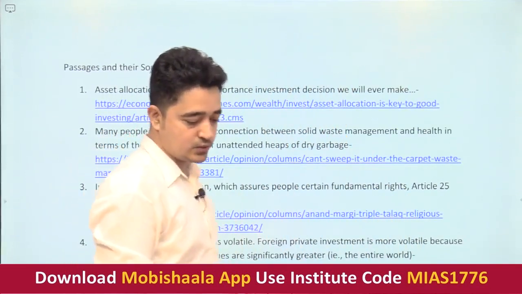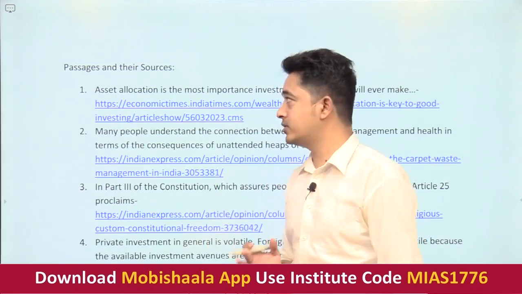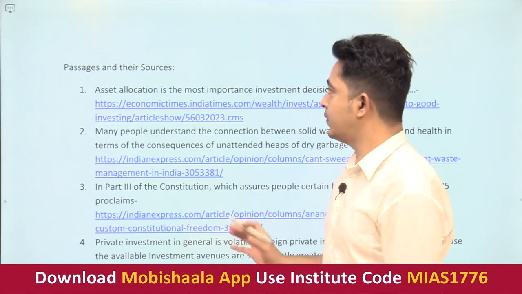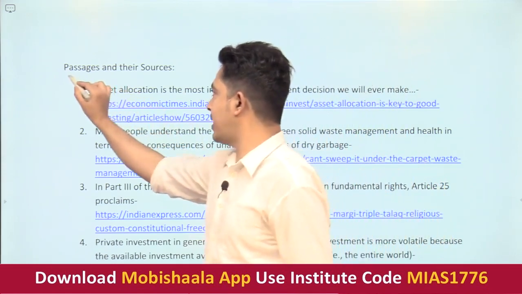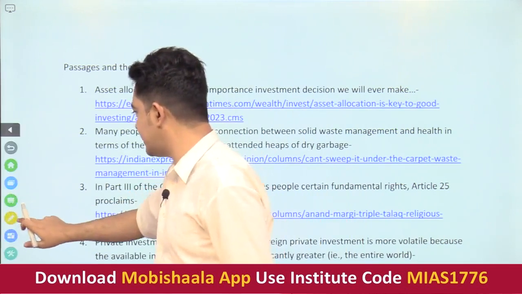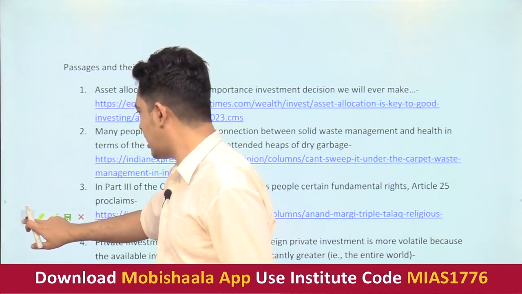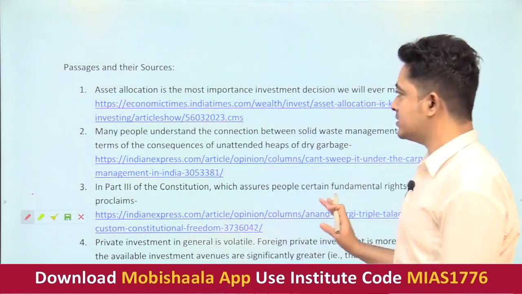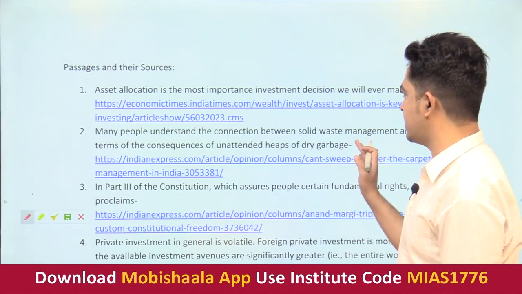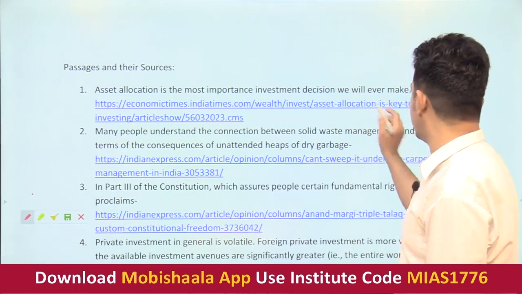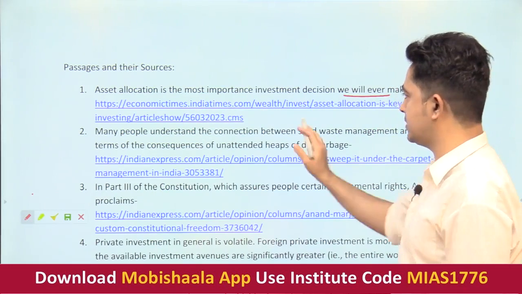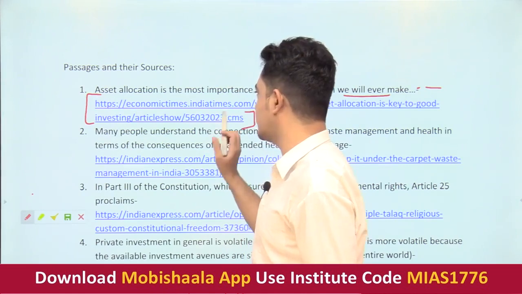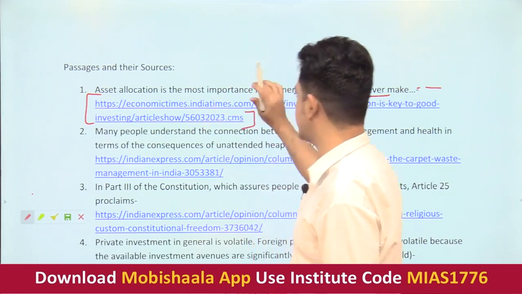Students, we have discussed the strategy for solving the questions. Now we have to understand the sources of the passages, where they have been taken from. Here is the passage, so you can see how passages are asked in your exam and how you need to prepare. The first passage begins, asset allocation is the most important investment decision we will ever make. This passage is taken from the Economic Times. I have mentioned the link here so that you can click and reach where it has been extracted.